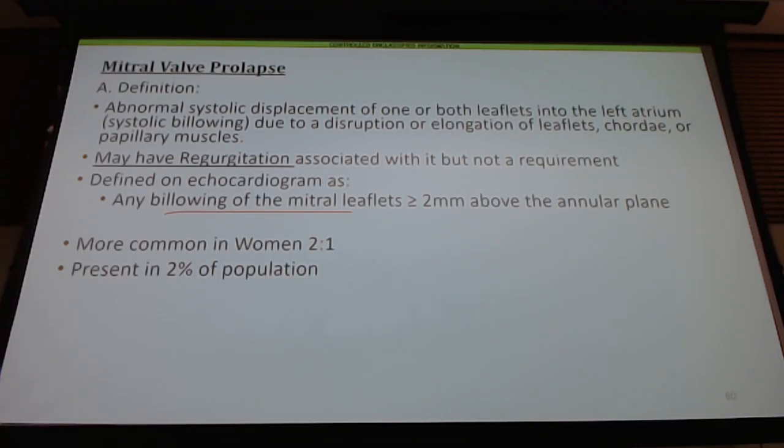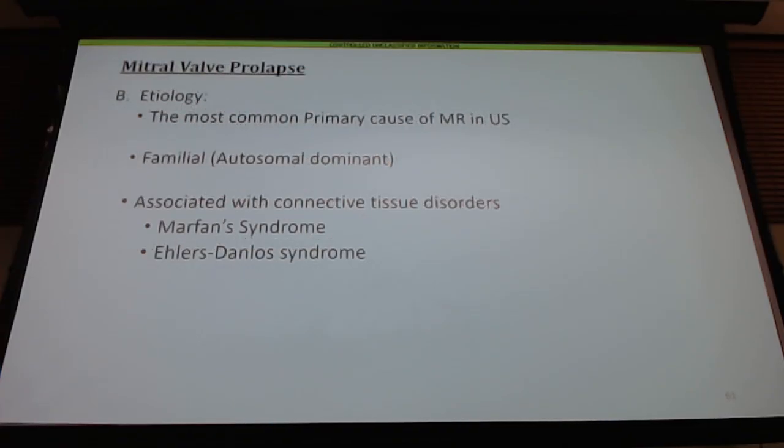And this is super, super common, especially in the females in our population. About 2% of our population have mitral valve prolapse. Most common cause, primary cause of mitral regurgitation in the United States. There could be a genetic component to it, but it could also be associated with conditions like connective tissue diseases like Marfan's or Ehlers-Danlos, where you already have that hyperelasticity associated with that connective tissue disease. So those may be causes of mitral valve prolapse in our population if they have that.